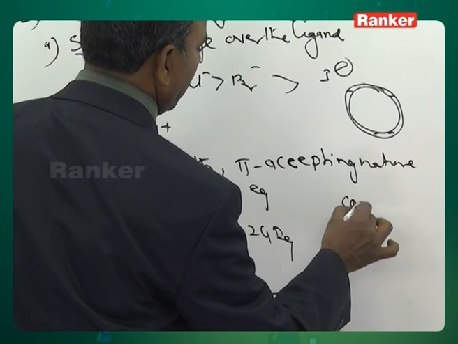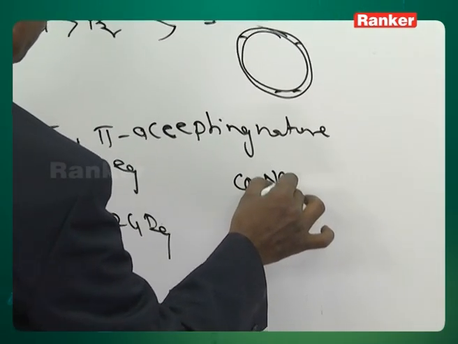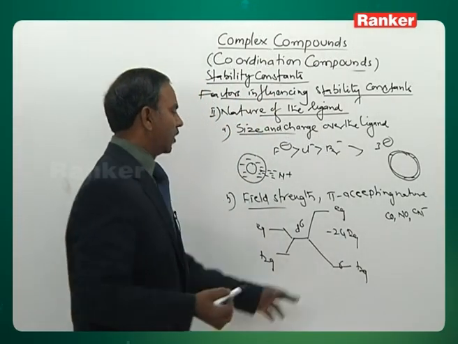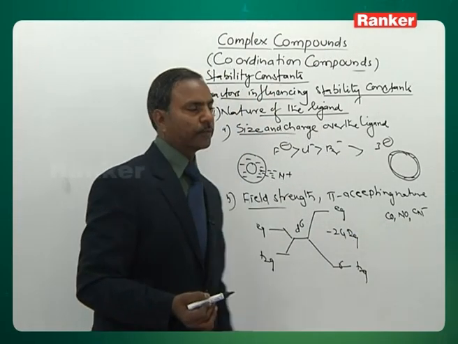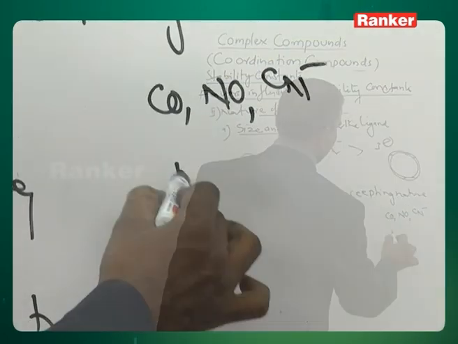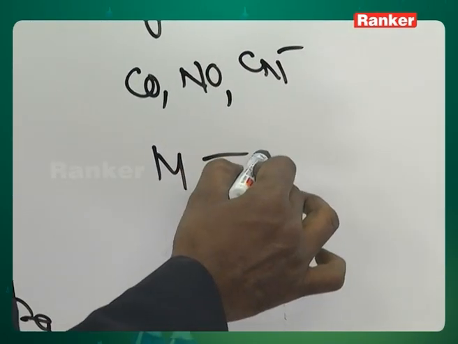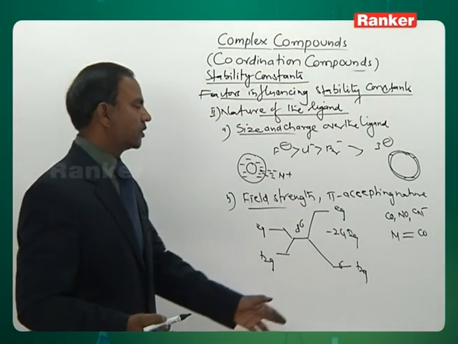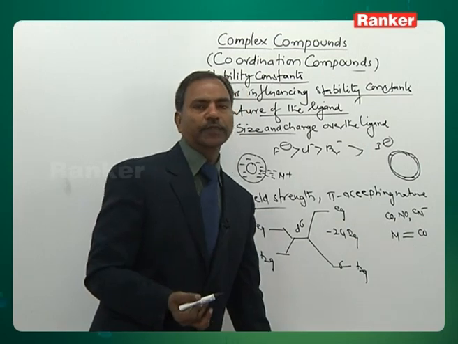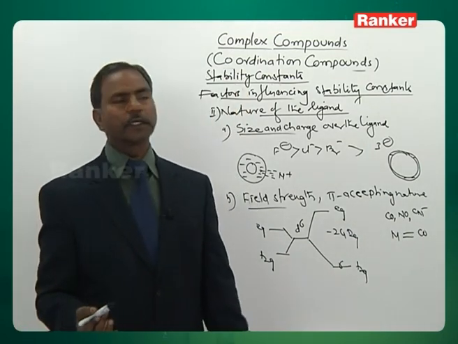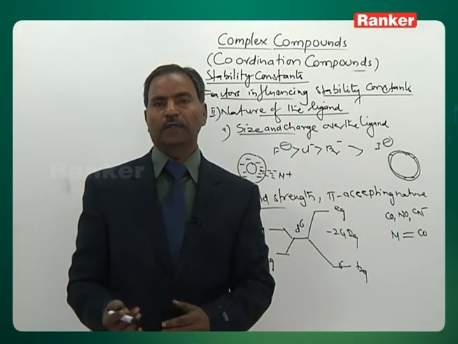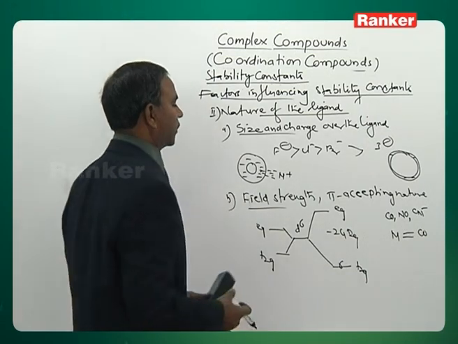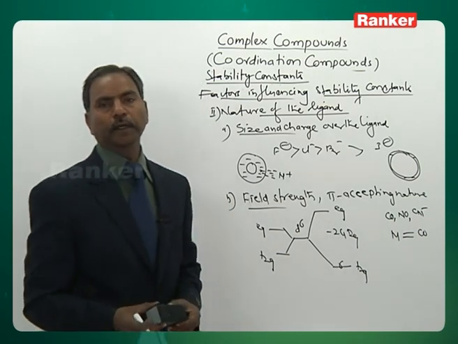The ligands are CO, carbonyl, nitrosyl, cyano, triphenylphosphine, etc. Wherever these pi accepting ligands are there, they form a double bond with the metal ion: one is sigma, one is pi. Such complexes are found to be highly stable because double bond strength is more than single bond strength. This is the easy concept about the nature of the ligands. The first one is size and charge, and the second one is field strength and pi accepting nature.